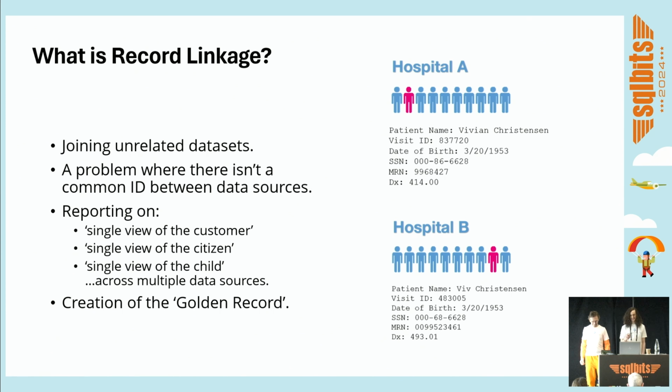Cheers, Barney. So, first of all, I'm going to talk about what record linkage is. It's a problem that we come across a fair bit, and that's when we've got to join together two unrelated data sets. And that's a problem when we don't have a common ID between the sources. If there's a common ID, you can join them together easy. We don't care about that. We want the hard problem.